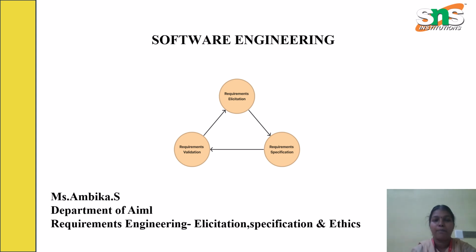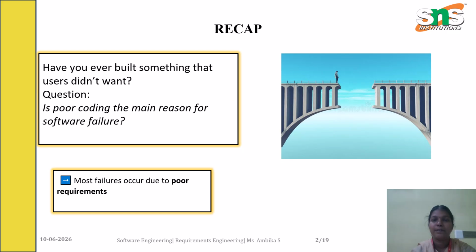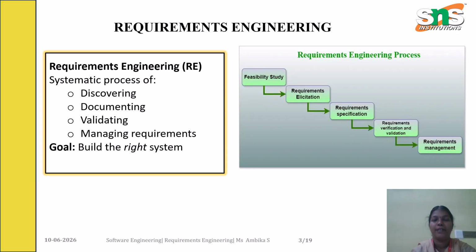We are going to discuss requirements engineering under the elicitation, specification and ethics. Let us go for a small recap. Poor coding may be the main reason for software failure, but most failures occur due to poor requirements also. Requirements engineering is a process of discovering, documenting, validating, and also managing the requirements. The main goal is to build the right system.